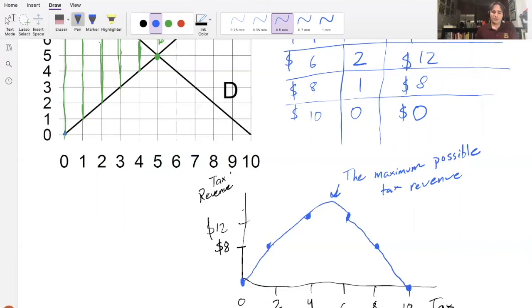And so, yeah, this is the Laffer curve. Like I said, it's just a relationship between taxes and tax revenue. This is the Laffer curve. It's super important to remember, because it's going to tell you everything you need to know about taxing a market.